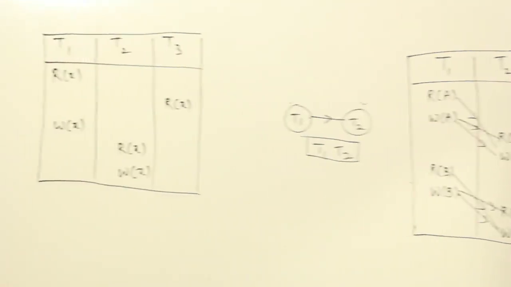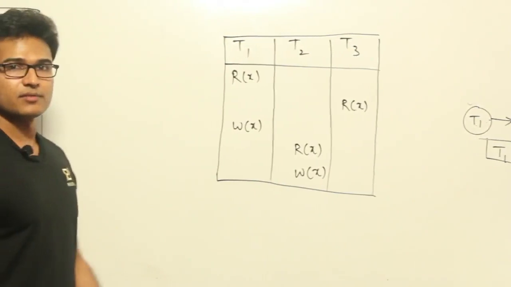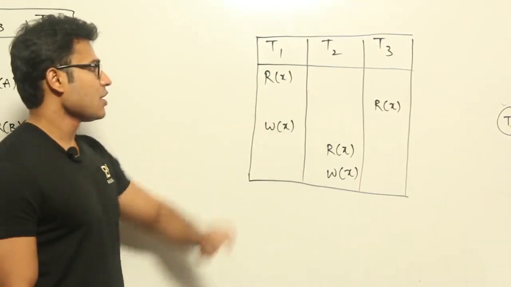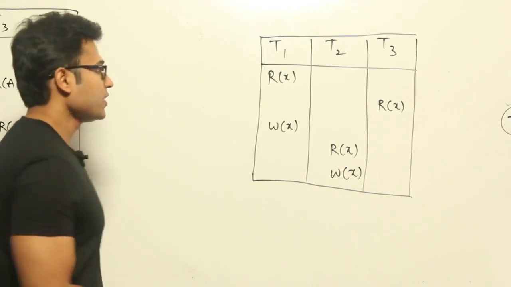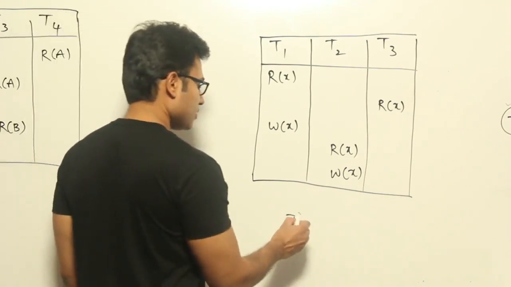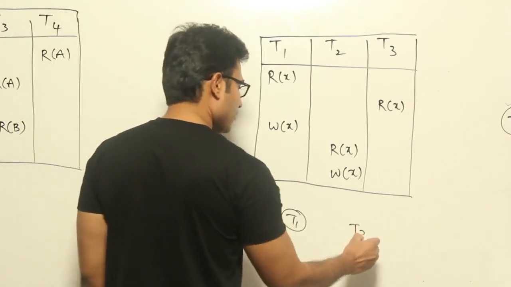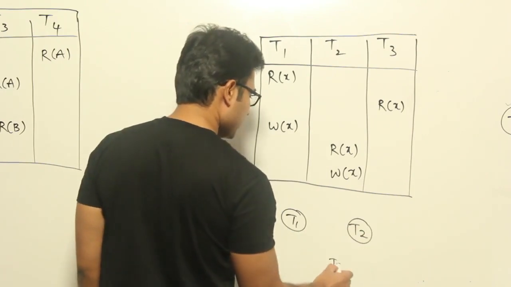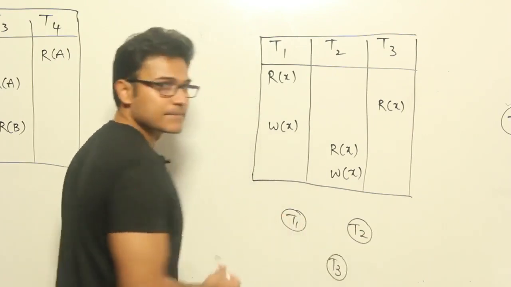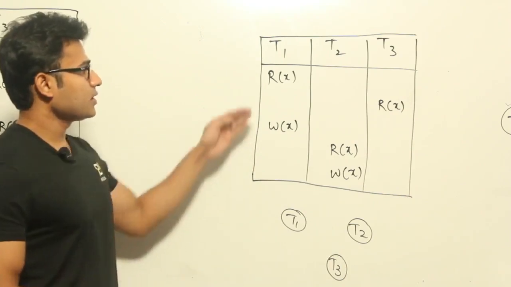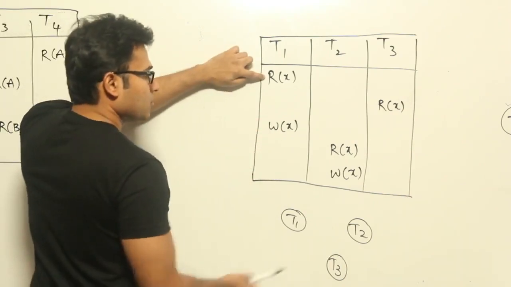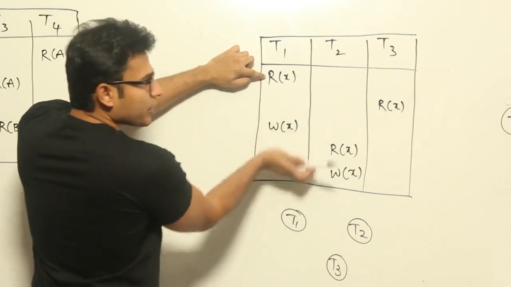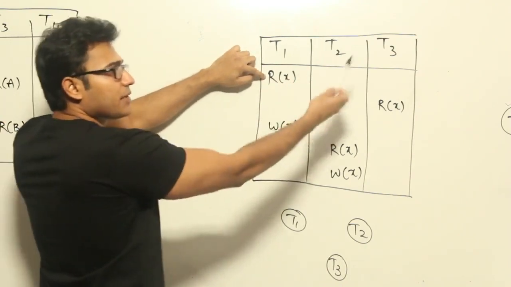Now let's see this one. Again the same thing. For this schedule, we want to find out whether this is conflict serializable or not. So every transaction is represented as a node in the graph. Let's say T1, T2 and T3. Okay, and now identify the conflicting actions. So how to identify the conflicting action? For this one, you compare with all the others below it, or all the others from the other side, right?